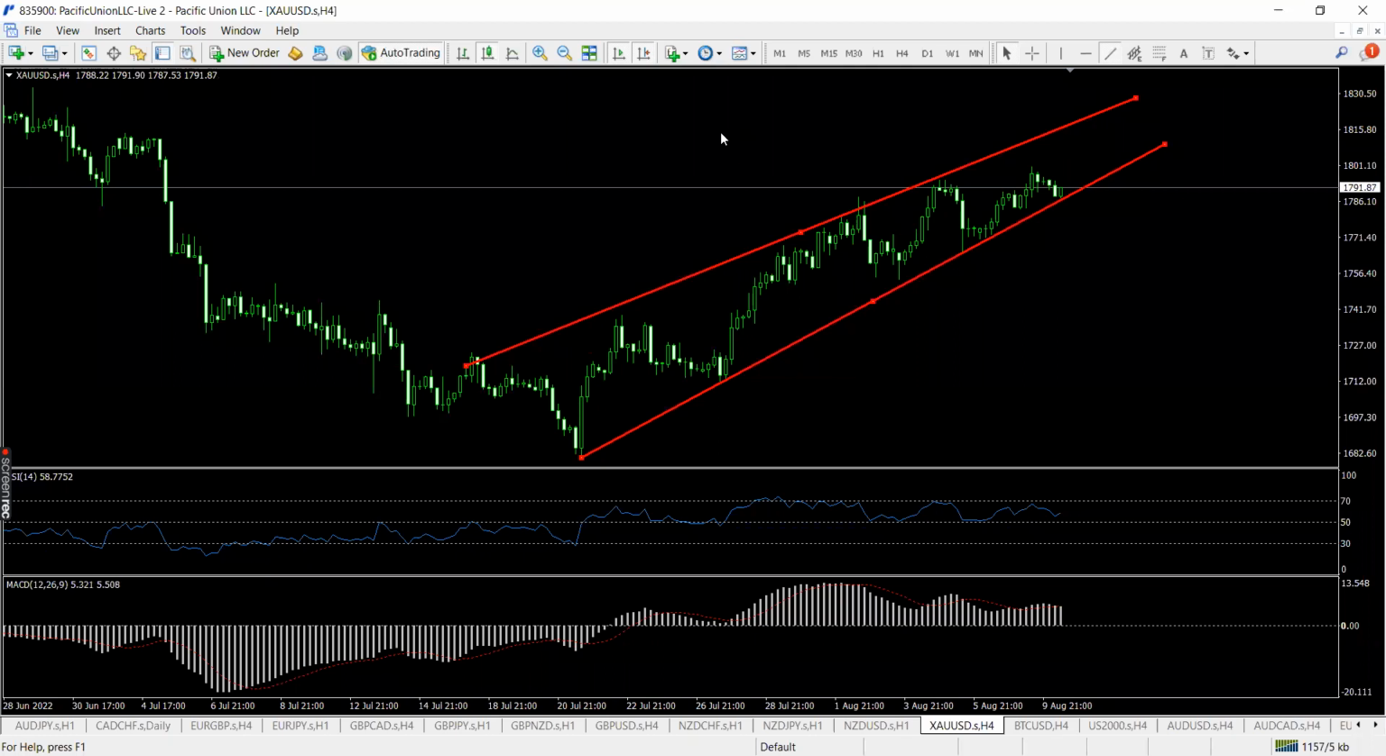We're expecting a breakout downwards out of this place, and we see some massive movements on gold. So we remain bearish biased on gold.